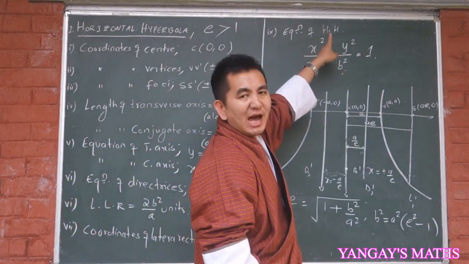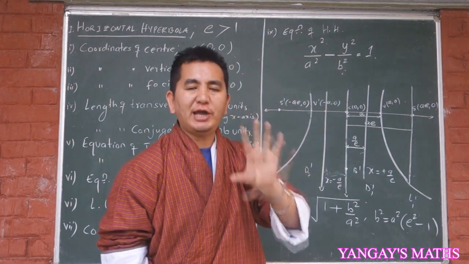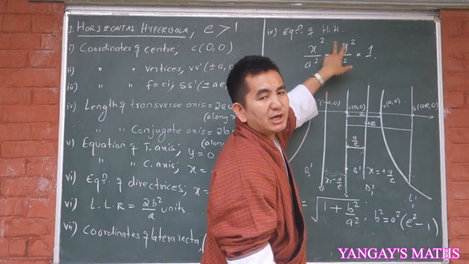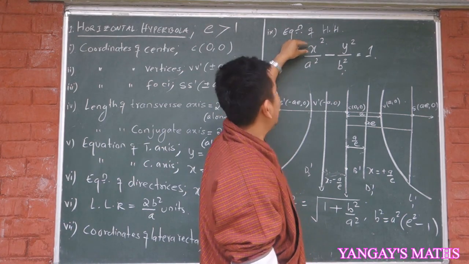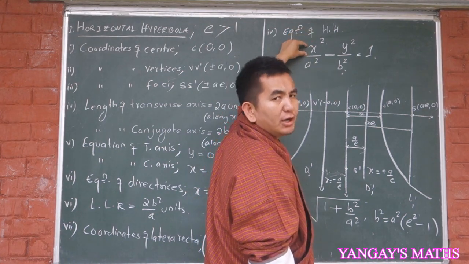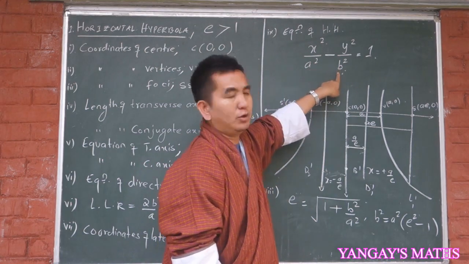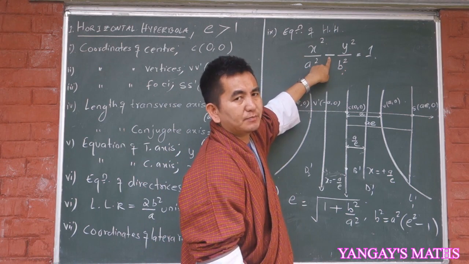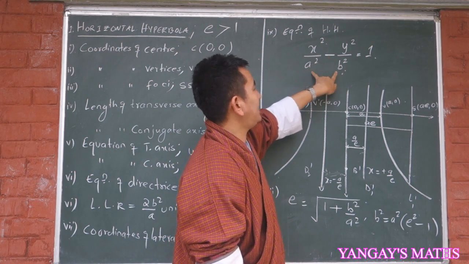In case of vertical hyperbola, keep a square and b square the same. Do not do anything with a square and b square. Just change the variables x and y. If y square is in front, it becomes vertical. If x square is in front, it becomes horizontal. a square and b square will not change any position. a square will always be in front, because here it is minus. I hope you got it now. a square, always keep it as it is.